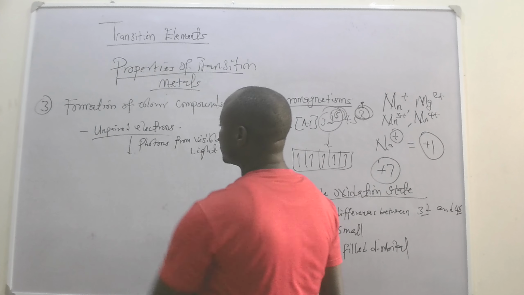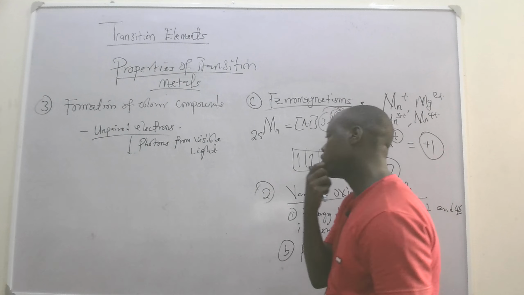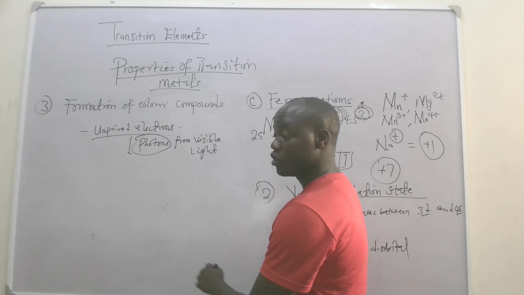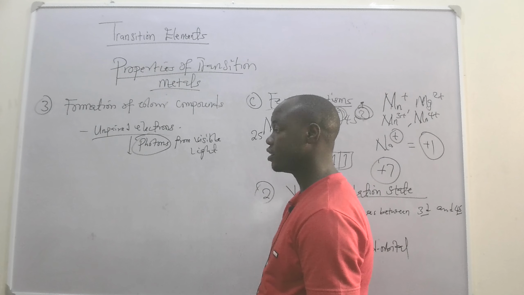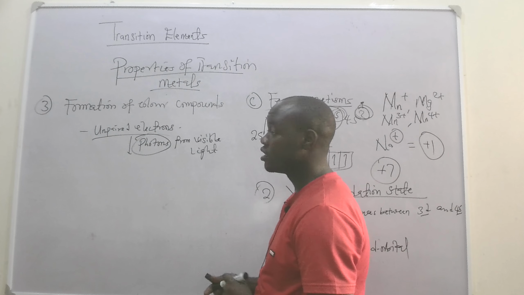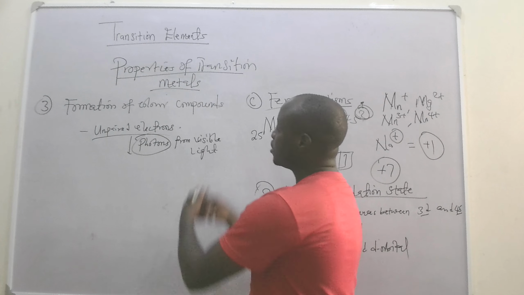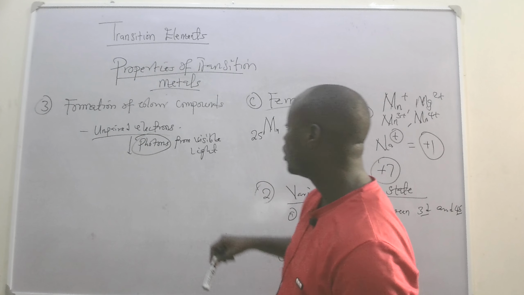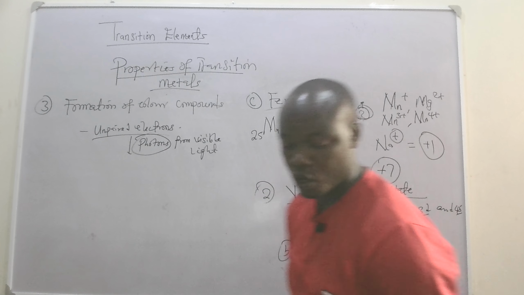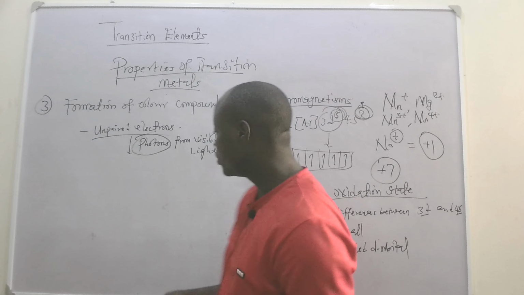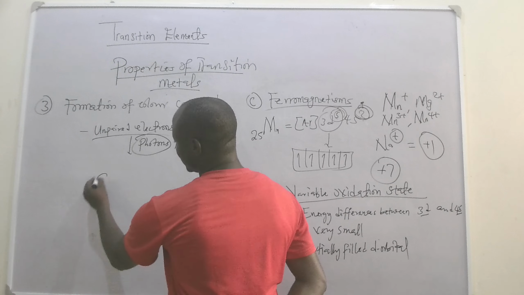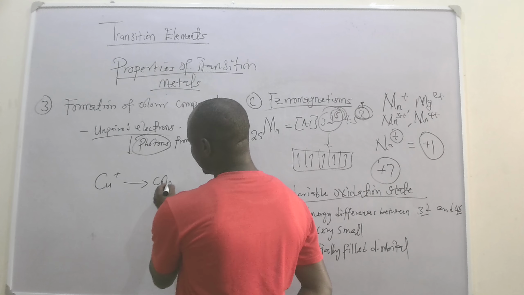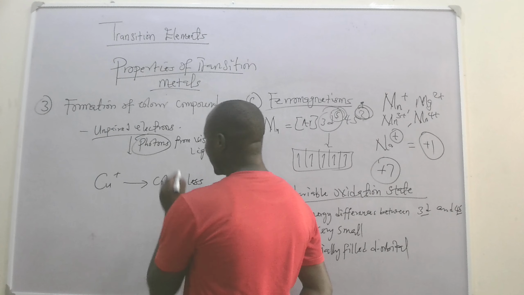You have unpaired electrons, and their presence makes them absorb photons from visible light, which makes them transit to a higher level and makes the compound form color. So this is actually the major reason why transition elements form color. And then let me just give an example. For example, copper 1+ is colorless. Why is it colorless?